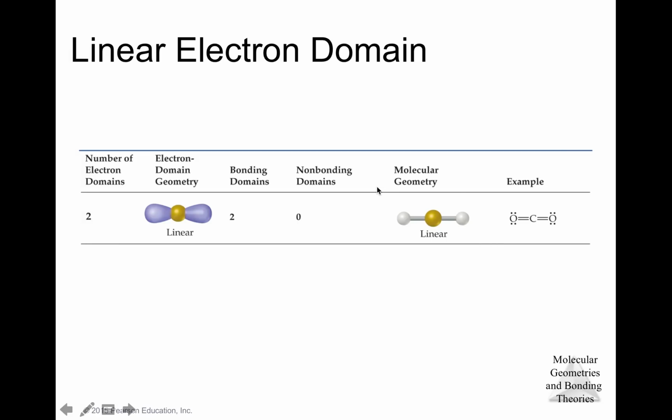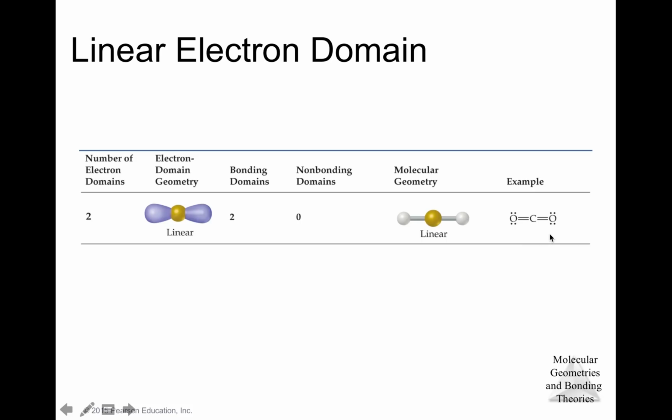Okay, so let's go through these different numbers of electron domains one at a time. If you have 2 electron domains, the electron domains will be arranged in a linear arrangement, and in all the examples you're going to see, they will both be bonding domains. You won't have any non-bonding domains, and so the molecule will adopt a linear shape. An example of that would be CO2.